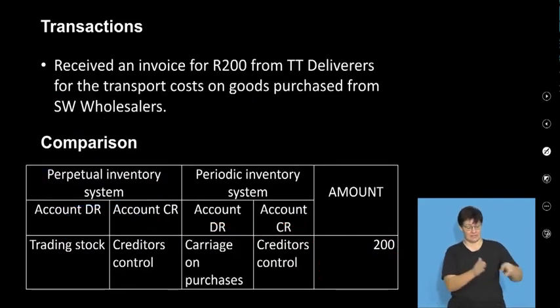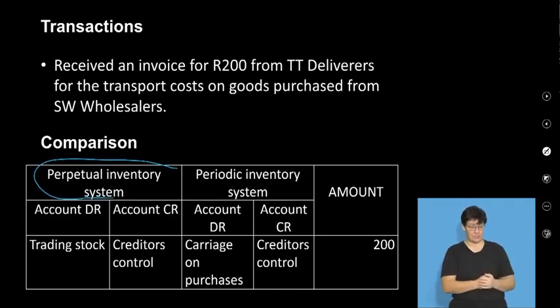It says here, received an invoice for 200 Rand from TT Deliverers for the transport of goods on a goods purchase from SW Wholesalers, right? Okay, let's take this transaction firstly using the perpetual inventory system. Here we go. Perpetual inventory system.